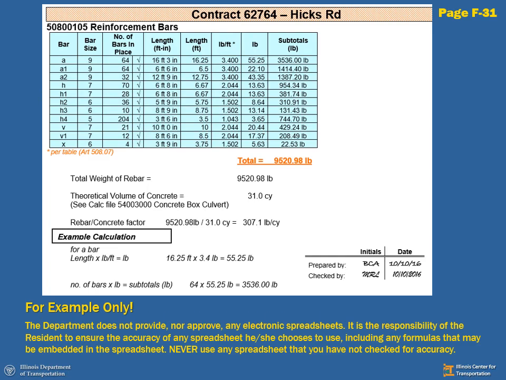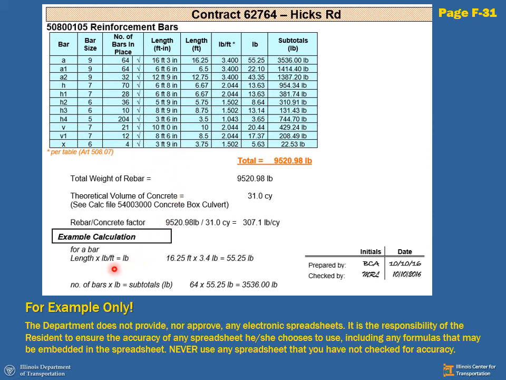On page F31 is an example of a spreadsheet, right? Here we're calculating reinforcement bars. We have the bar designation, its size, the total number of each of these bars, the length of each bar per the plan. Here is a decimal foot version of the length. So here's my input value of length. Here are my pounds per foot, and you can see the little asterisks down here. I've extracted this from Article 508 in the spec book, the pounds per foot of each size of rebar.